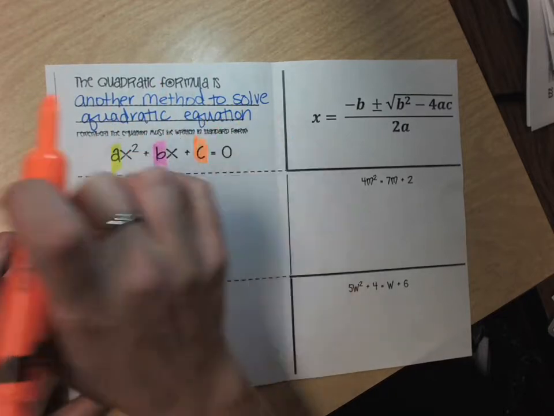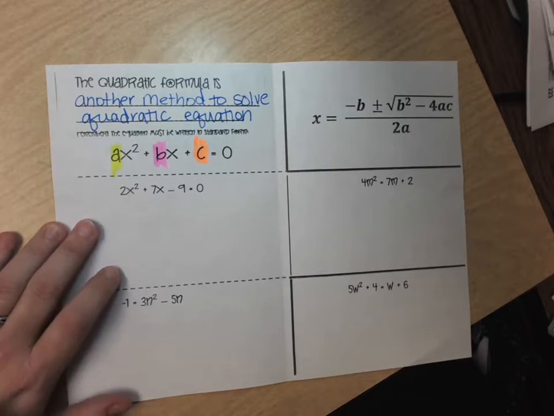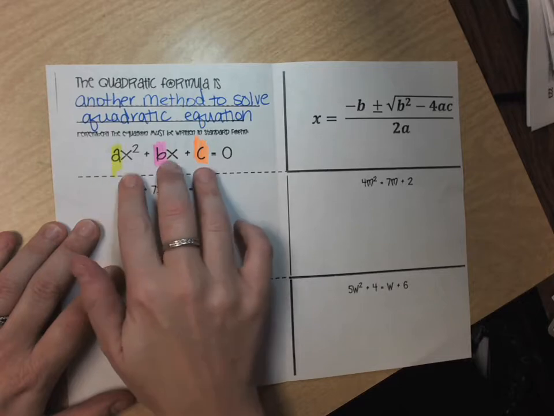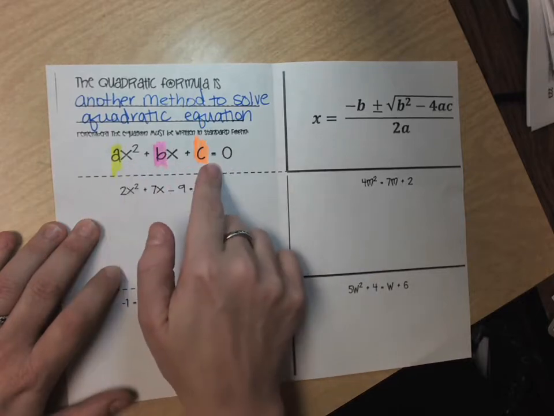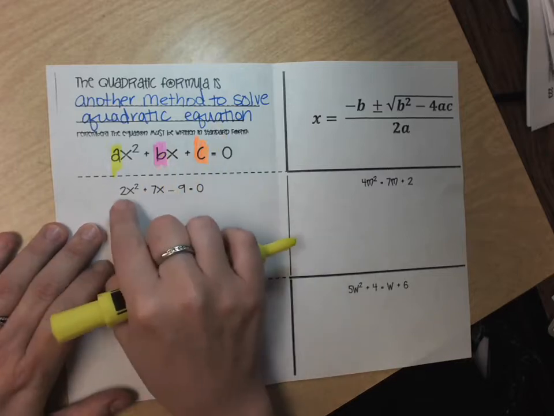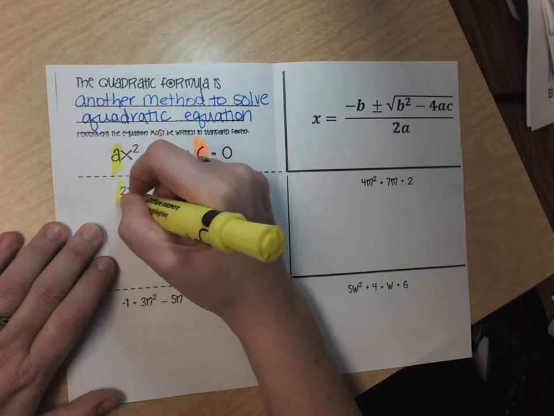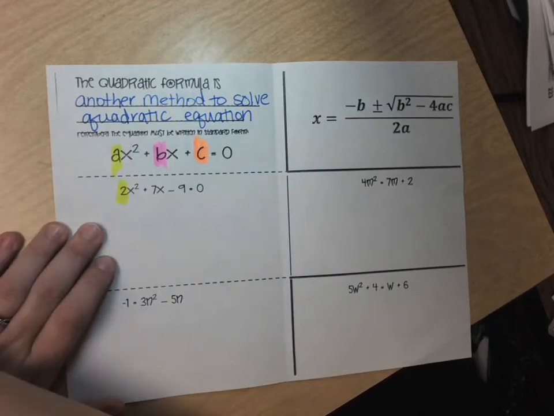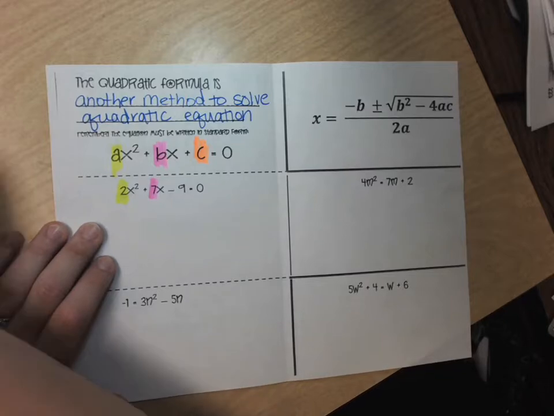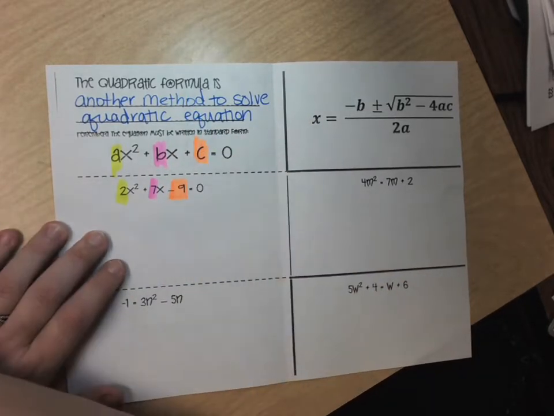If it's on the left side of the equal sign, then we can use your calculator and use the quadratic formula. You need to have all three of these. And if we don't have all three, then we put a 0 in for that spot. So let's look at our first example. It says 2x squared plus 7x minus 9. So the 2 is our a, the 7 is our b value, and the negative 9 is our c value.